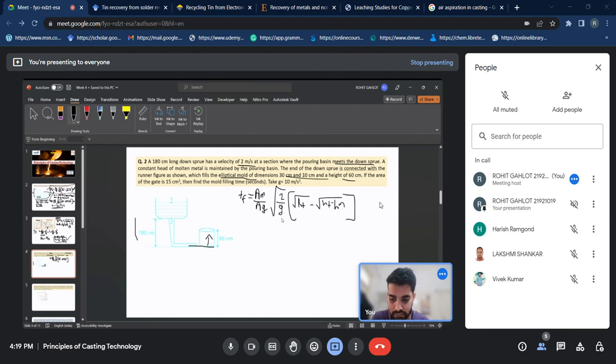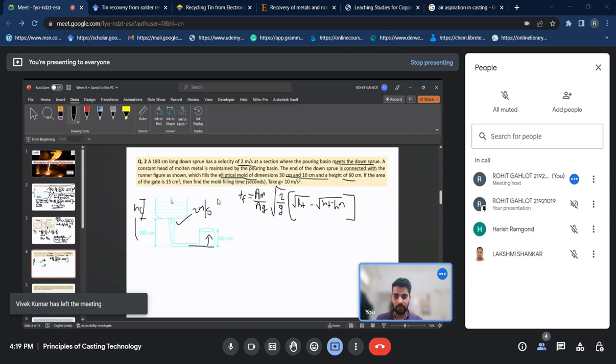So here, let's assume that the height of the molten metal column in the pouring basin is HC. We need to calculate this, and here the velocity at point 2 is given as 2 meter per second, right?